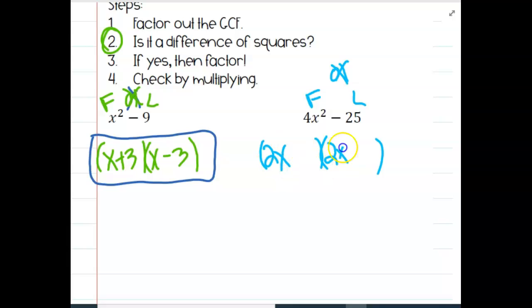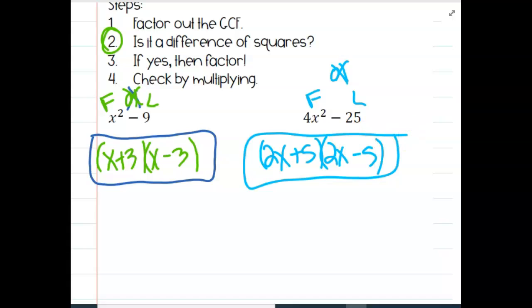2x times 2x. Remember, it also has to be the same thing at the end of the parentheses. What times itself gives me 25? 5. So that would be a plus 5 and a minus 5. See how easy these are to factor? These are super, super easy to factor.